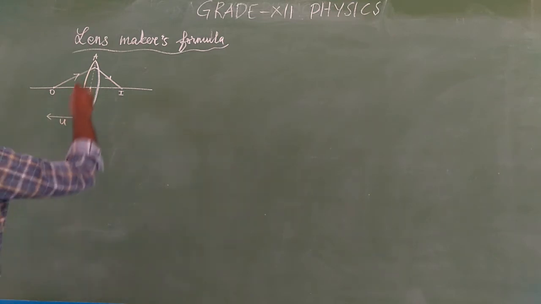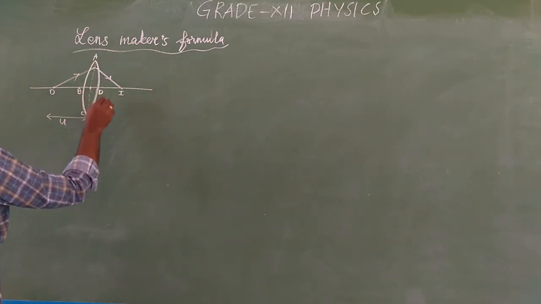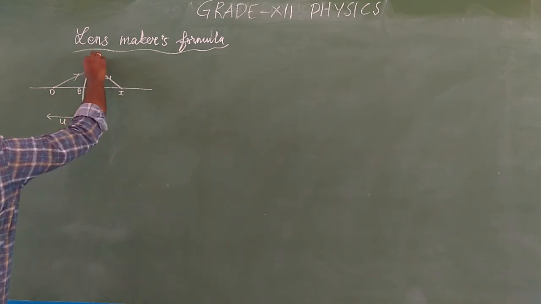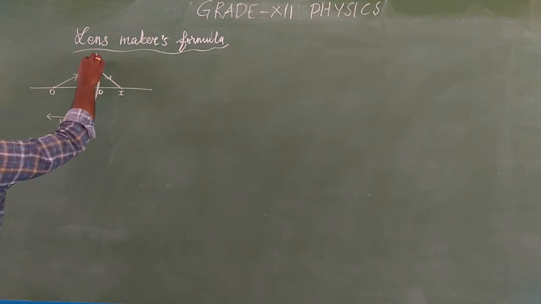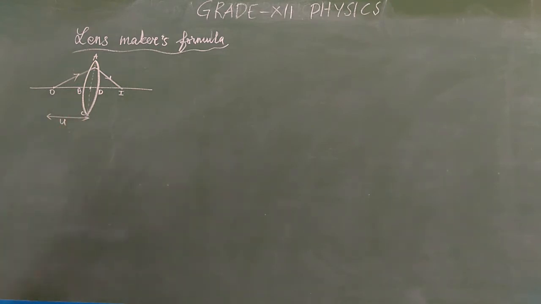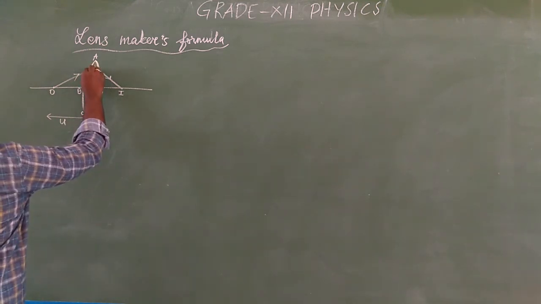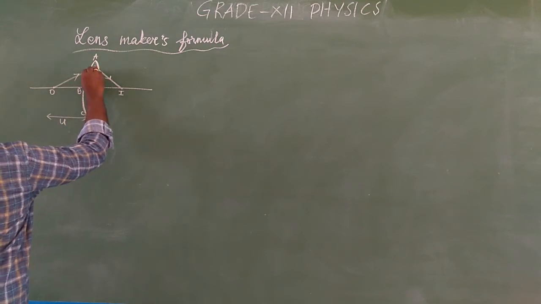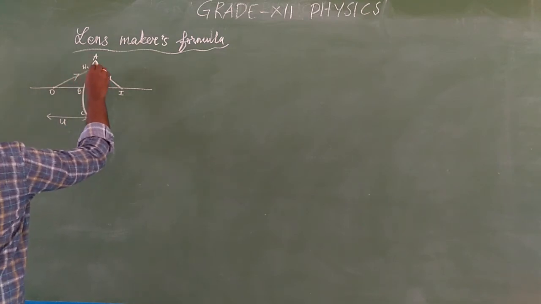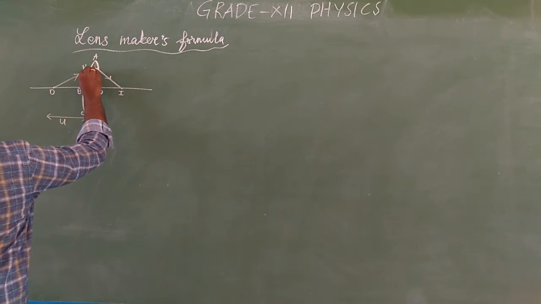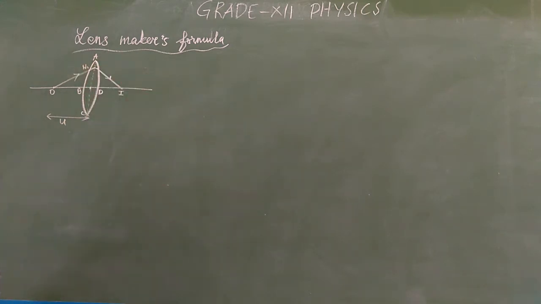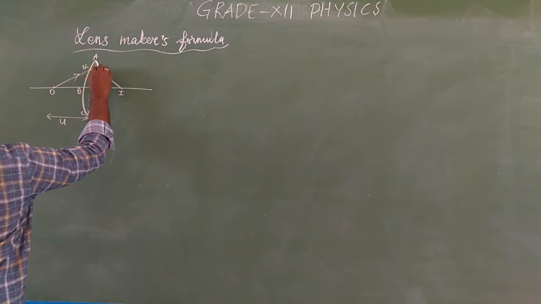Similarly, ADC is the second spherical surface of the lens. From the two spherical surfaces, how the refraction occurs, and from that how to obtain the lens maker's formula, is our aim to solve. In the first spherical surface, the incident light from the point object strikes at a point N1, and from N1 the refraction occurs. Similarly, in the second spherical surface, the point of incidence is N2.